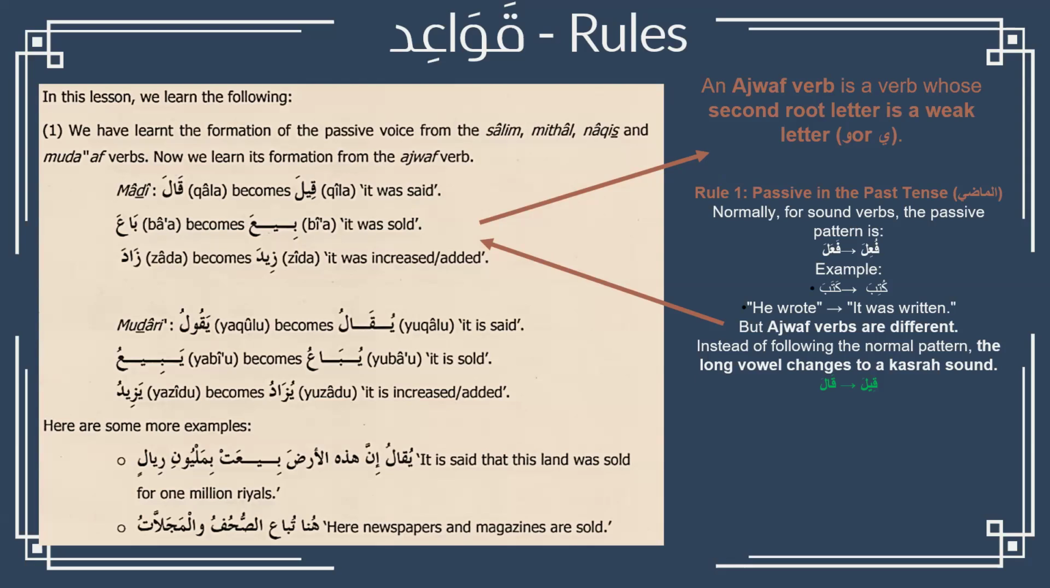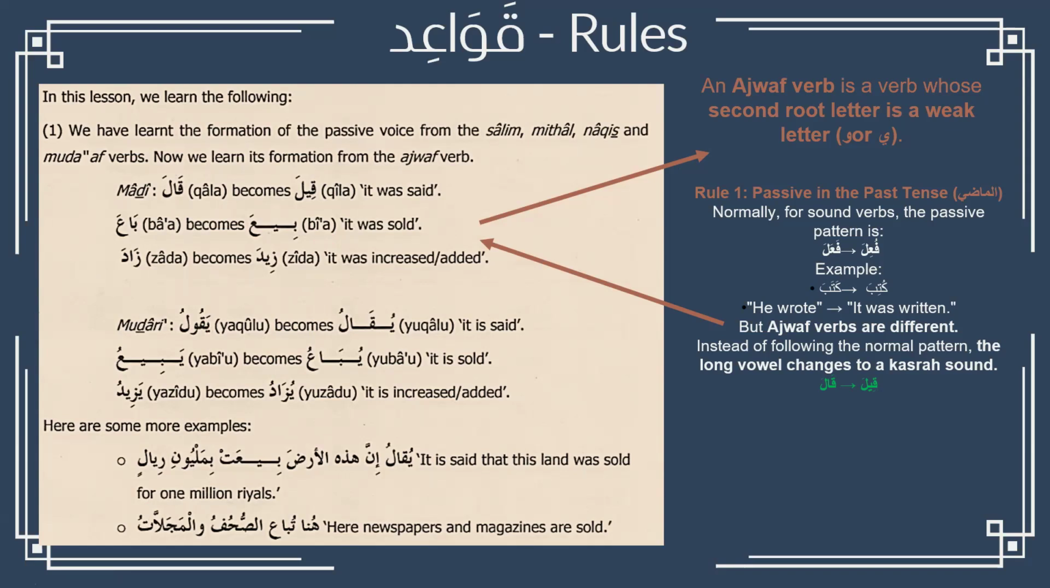This is the Madi, okay? All of these are Madi examples. They're past tense examples. They're not the Mudari. On the top part are the Madi examples, the bottom part is the Mudari examples. So you will simply do what? You will simply add the kasra underneath the second letter, and it will be easier to pronounce. That's the first rule.